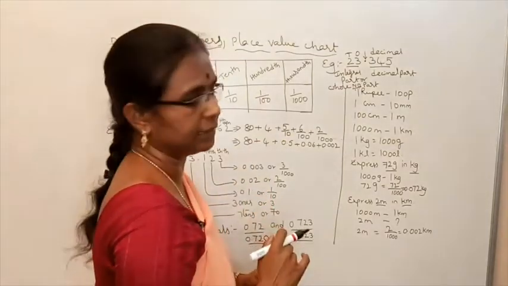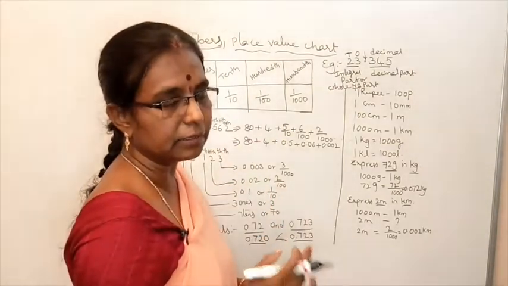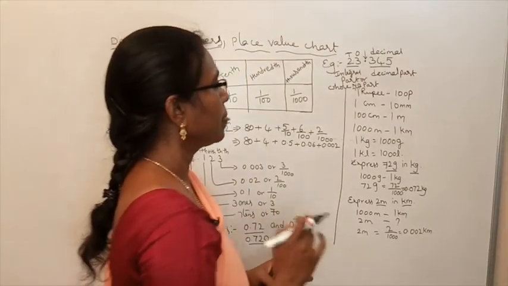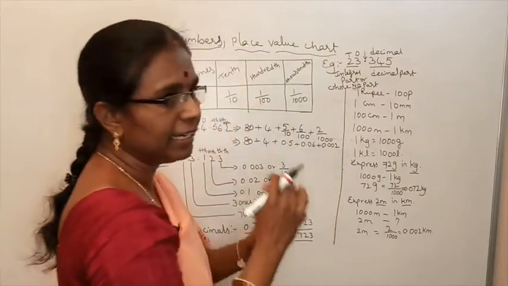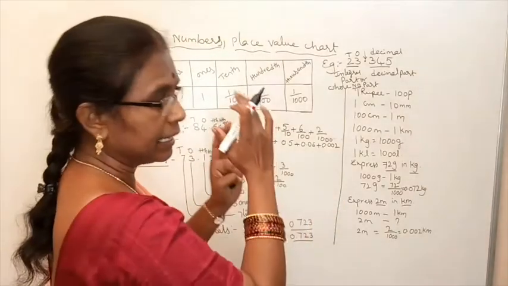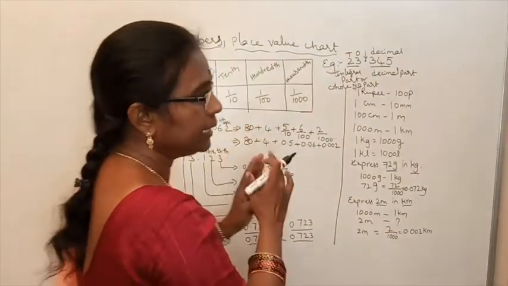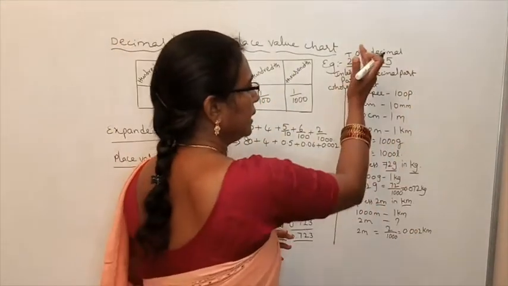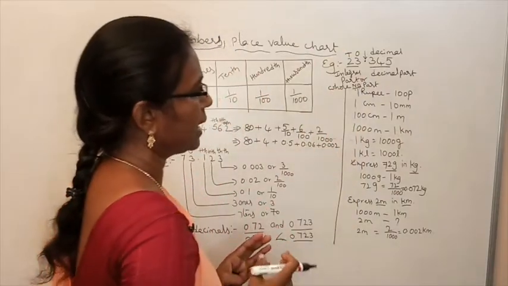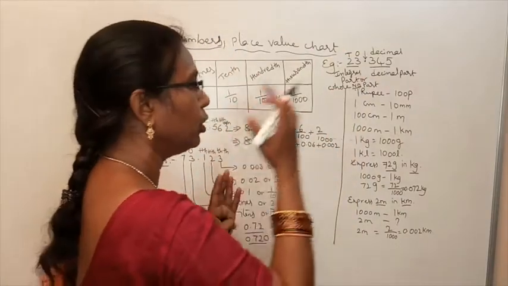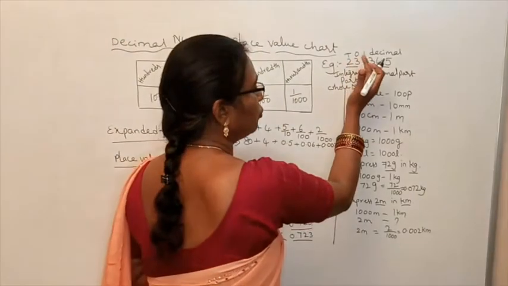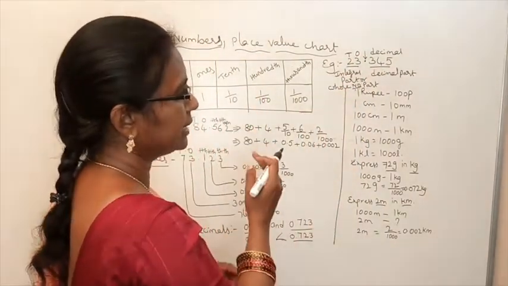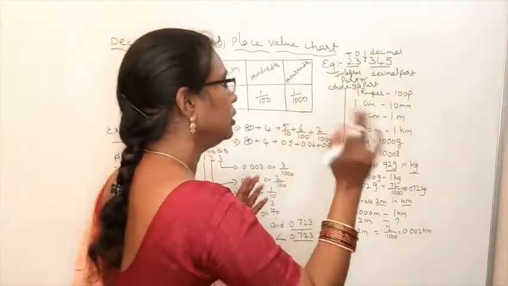That means 1 by 10, 1 by 100, 1 by 1000. Then one more difference: in the integral part, we read the place values from right to left. But in the decimal part, we read from left to right. So right to left in the integral part, and left to right in the decimal part.